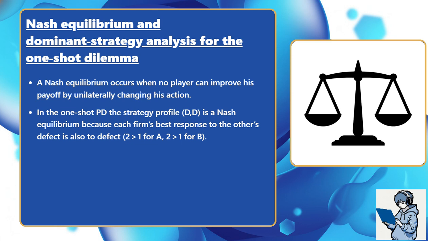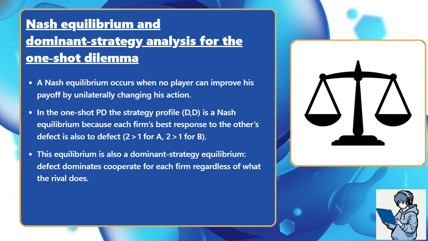2 greater than 1 for A, 2 greater than 1 for B. This equilibrium is also a dominant strategy equilibrium. Defect dominates cooperate for each firm regardless of what the rival does.